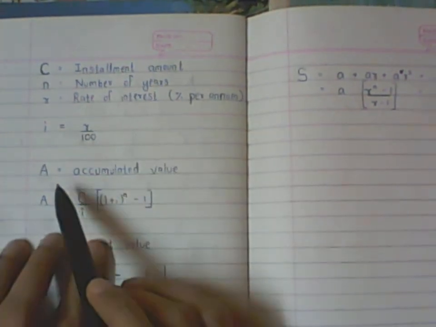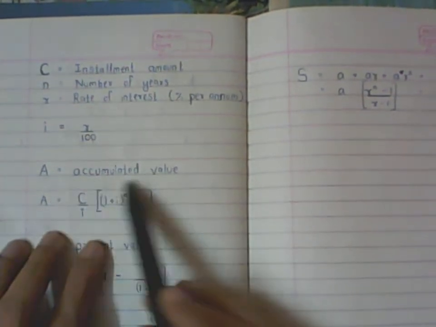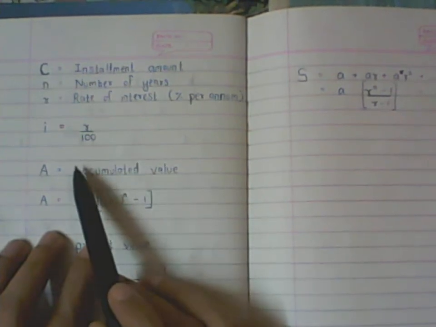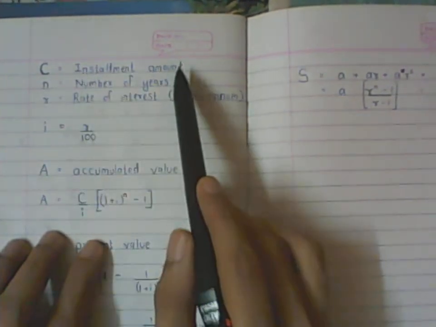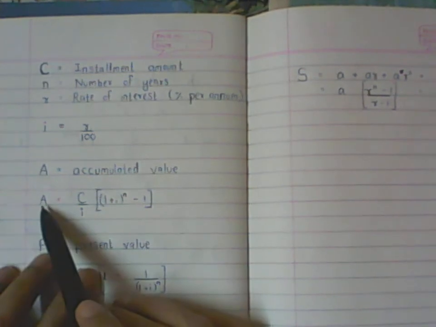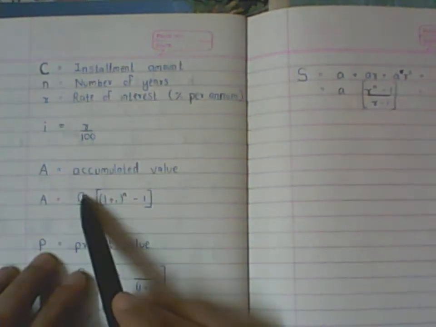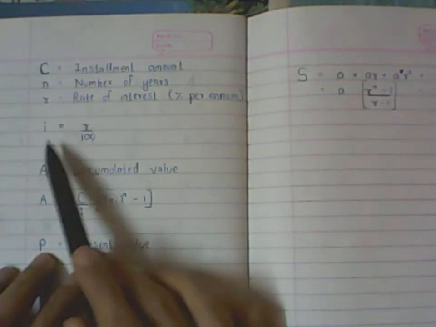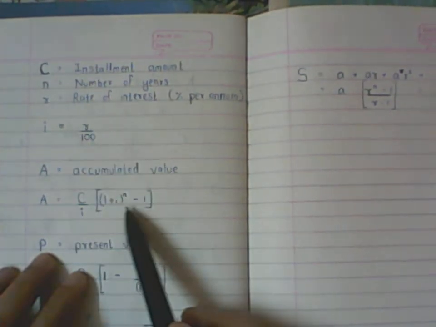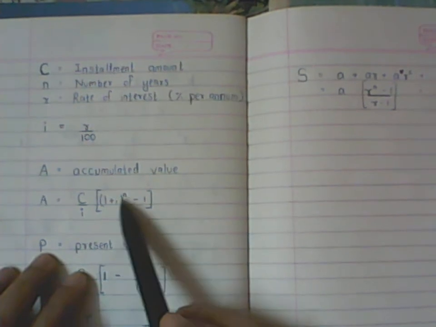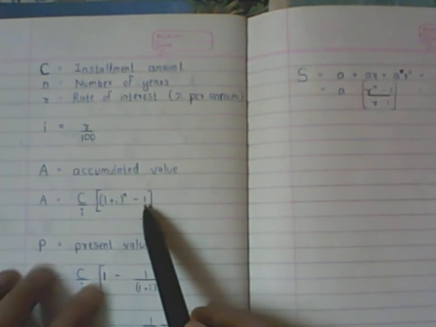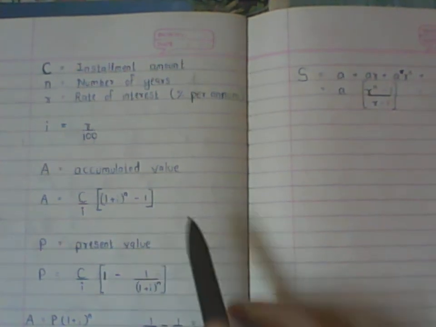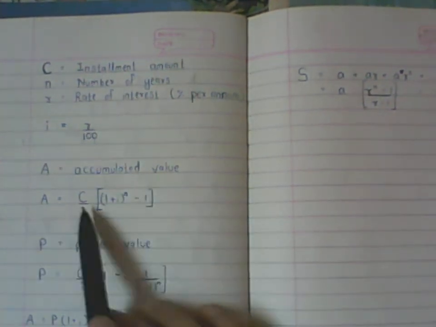So the basic formula of the accumulated value. This is nothing but the future value of all the installments that I'm going to make, and this accumulated value A is given by my annual installment C divided by i, into this weird looking expression: (1 plus i) raised to n, minus 1. And then we have a bunch of other formulas. We'll derive them in future videos, but this video is all about deriving this formula.